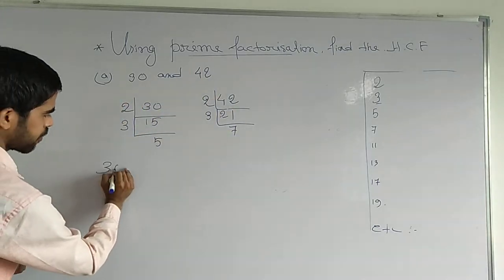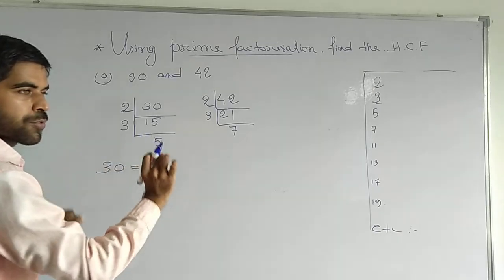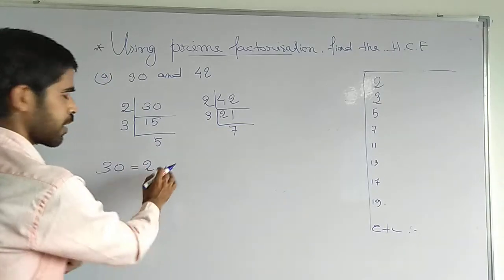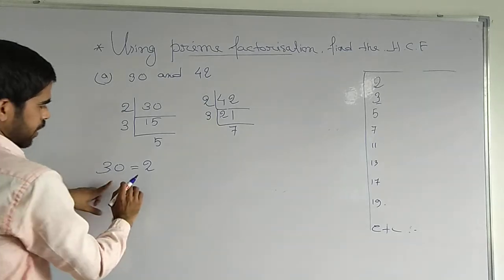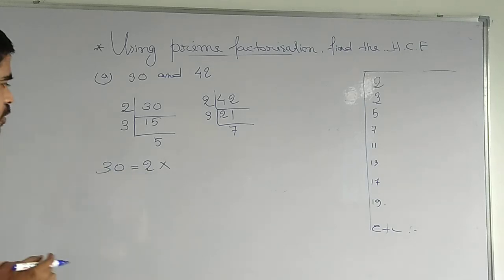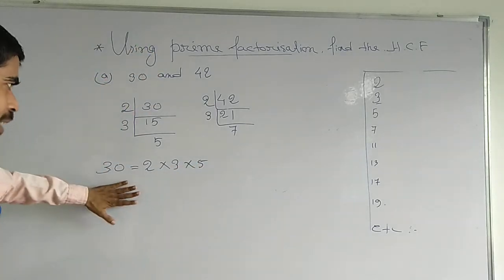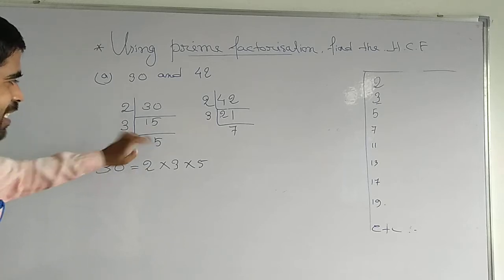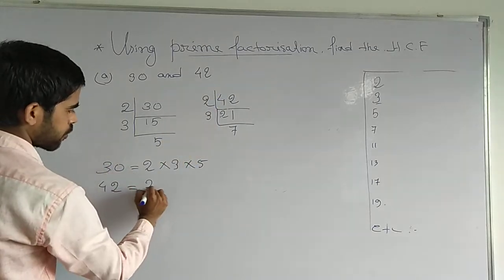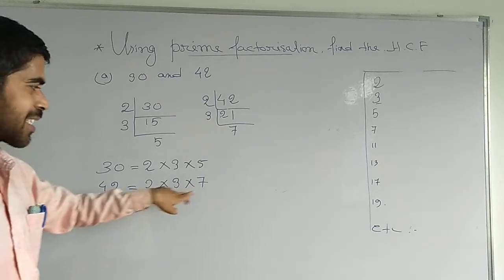Now we write this 30. Earlier we wrote the factors of 30 with commas, like 2, 15, 5. Now you don't write like that. You write 30 equals 2 into 3 into 5. Using prime factorization you have to write like that. 2 threes are 6, and 6 fives are 30. Here we have 30, and here 42 equals 2 into 3 into 7. 2 threes are 6, 6 sevens are 42.